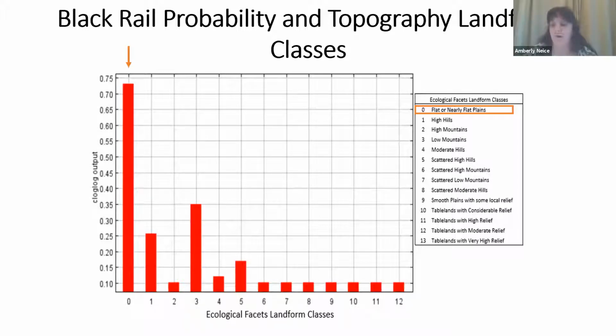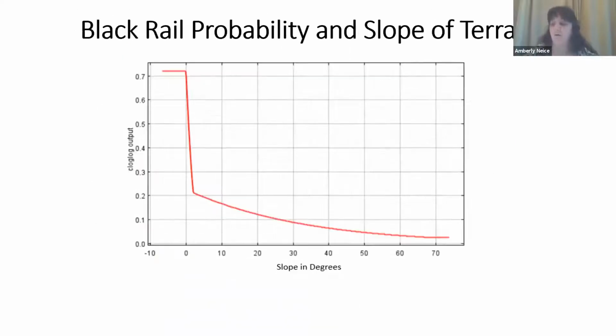Previous studies in California have mentioned the potential importance of a gentle land slope to providing variable water depths for the black rail to exploit. The relation between black rail predictability and slope created by the model supports this trend. The highest probability of black rail occurring is at flat or nearly flat slope and significantly decreases as slope increases.